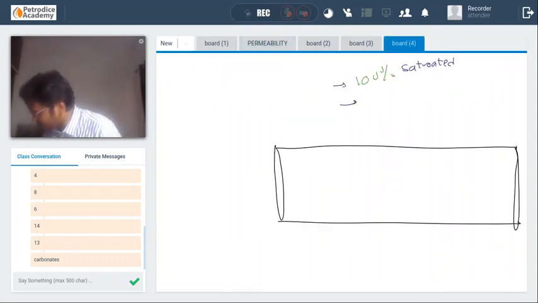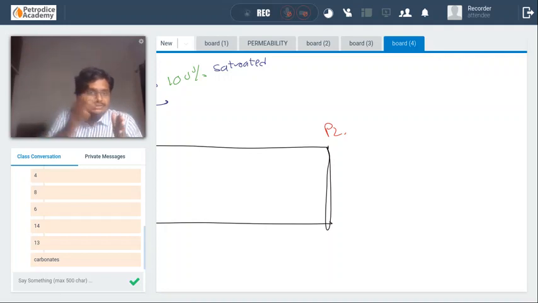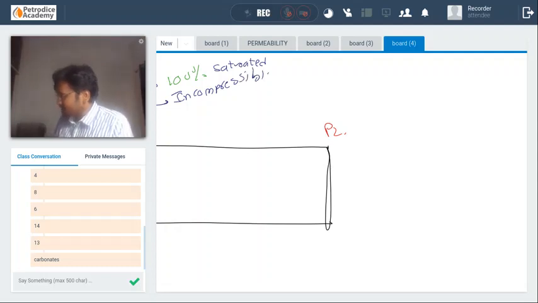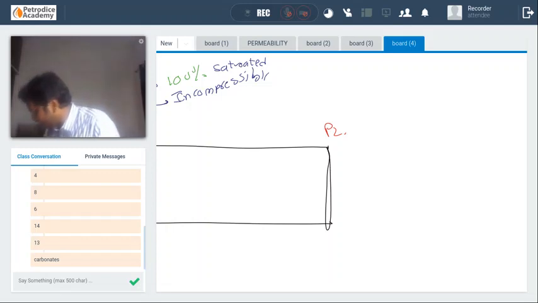Next one, we need to make sure that, because at this particular point the pressure will be high and at this point the pressure will be low, due to the change in pressure the fluid properties must not change. So we need to make sure that the fluid is incompressible. And this particular experiment must be done in a horizontal way.